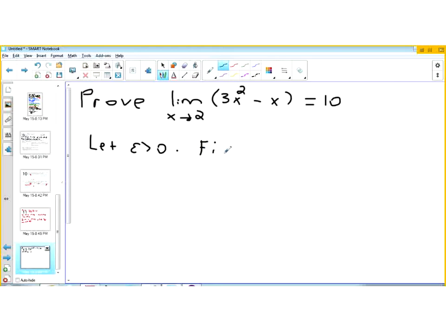Okay, so how do we prove that? All right, so here's the proof. Let epsilon be greater than 0. Find a delta which depends on epsilon.